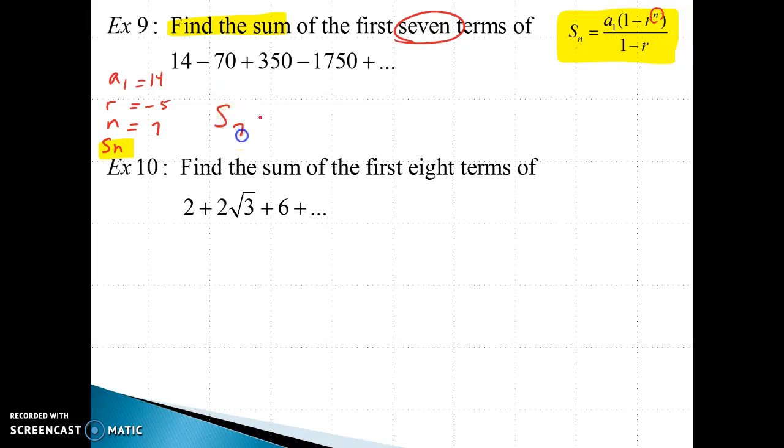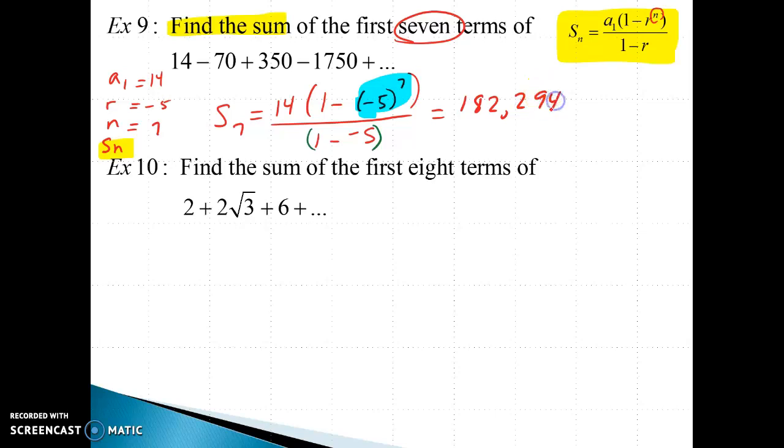So then I'll simply say S sub 7 equals 14 times 1 minus -5 to the 7th power, all divided by 1 minus -5. Now when you enter this in the calculator, you have to be extremely careful, because if your parentheses are wrong, this will not work out properly for you. Make sure you have parentheses in the denominator. Make sure that you have -5 in parentheses as you enter this all in. All right, we end up getting a very large number, 182,294. All right, pause the video and try the next few examples on your own.